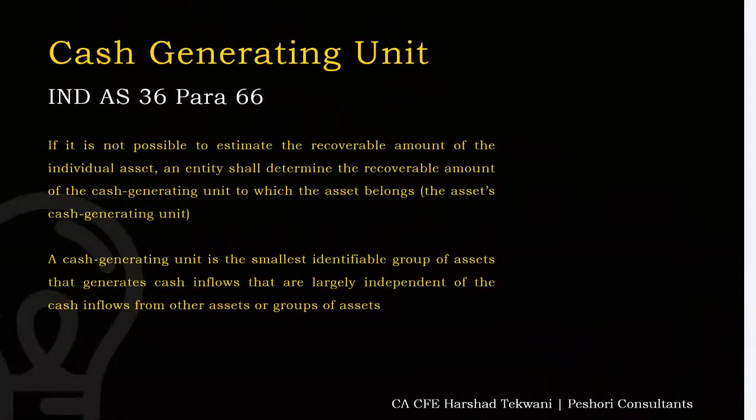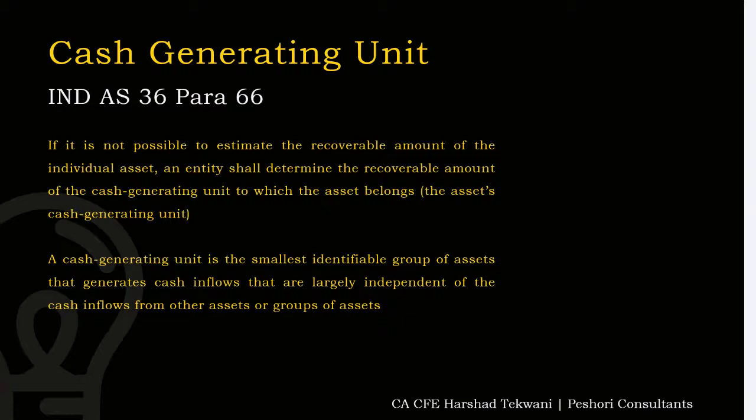So a cash generating unit is the smallest identifiable group of assets that generate cash inflows that are largely independent of the cash inflows from other assets or groups of assets. So for example, if I have another assembly line also, which is capable of generating cash flows separately, in that case this assembly line of two machineries and the other assembly line will be two separate cash generating units. Whatever we have learned till now for the impairment of an asset will in the same way be applicable to cash generating units.